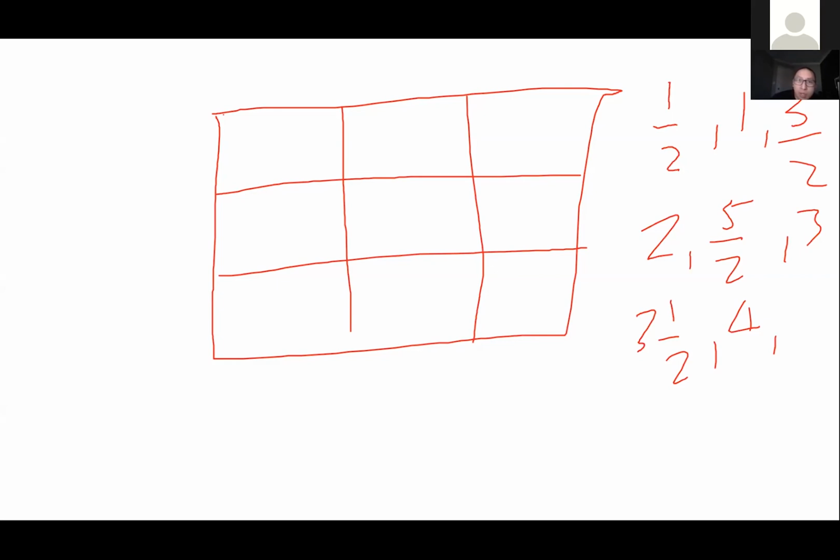So let me show you what I mean. Give me a second, I'm just struggling here a little bit. What's this one? This one's 5 halves. No, it's not. 7 halves, sorry. And then this is 8 halves, 9 halves, okay.